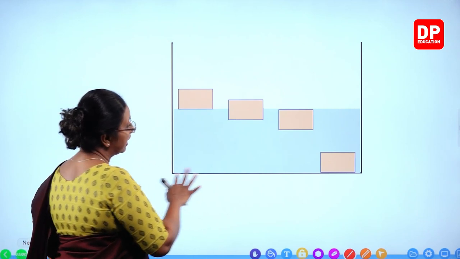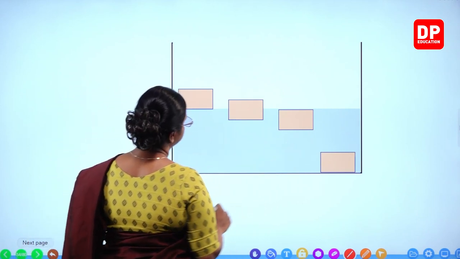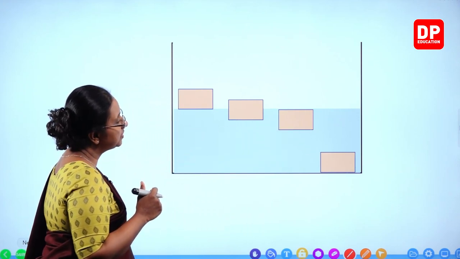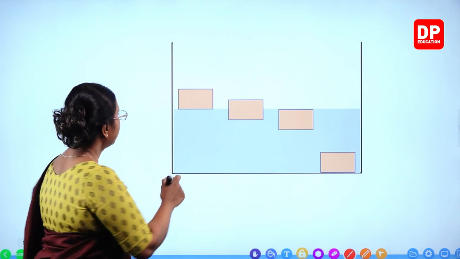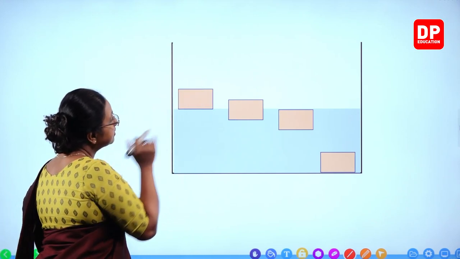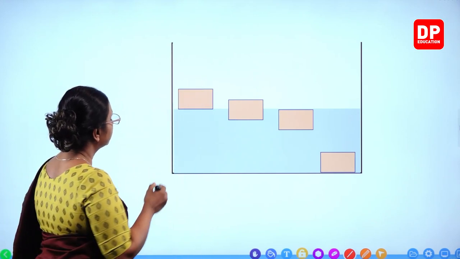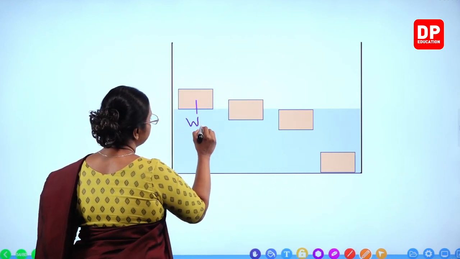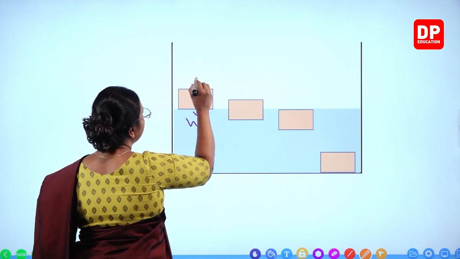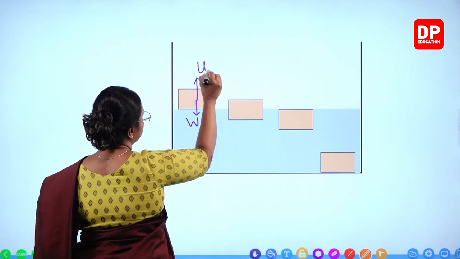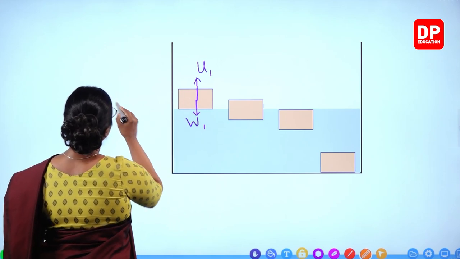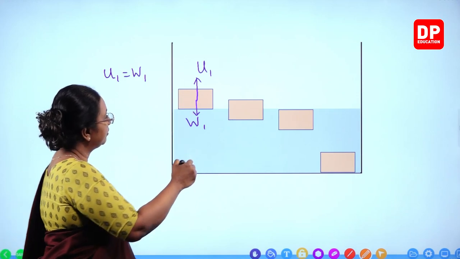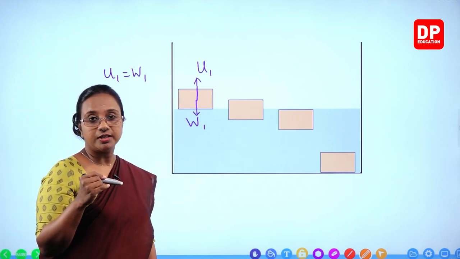Here I have put a diagram. Now in all these, you can see the first three objects are floating. Here of course, it is floating on the surface of water. Here also, let's say the weight of the object is downwards. I will put it as W1 and the upthrust is upwards, upthrust U1. Now here, upthrust U1 is equal to weight W1. Then only there is equilibrium, it floats on water.